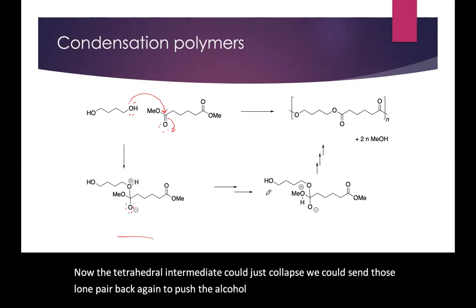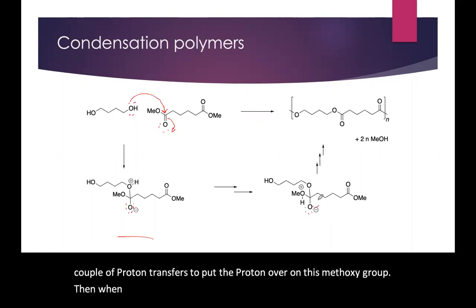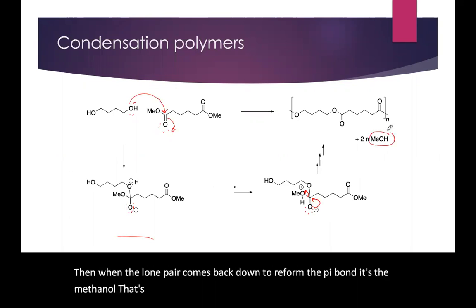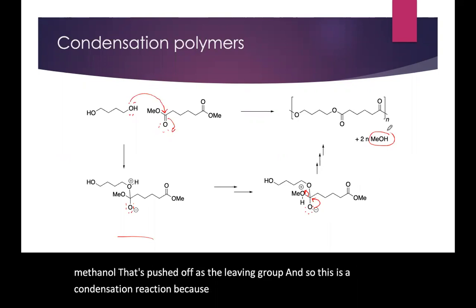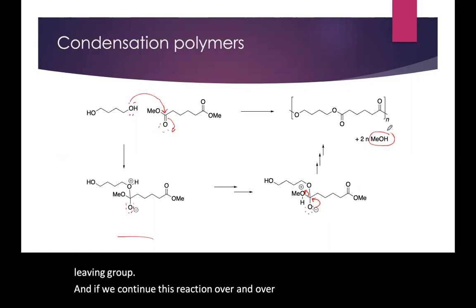But if instead there are a couple of proton transfers to put the proton over on this methoxy group, then when the lone pair comes back down to reform the pi bond, it's the methanol that's pushed off as the leaving group. And so this is a condensation reaction because we're pushing off this small molecule as a leaving group. And if we continue this reaction over and over again, we're going to get a polymer, a polyester.